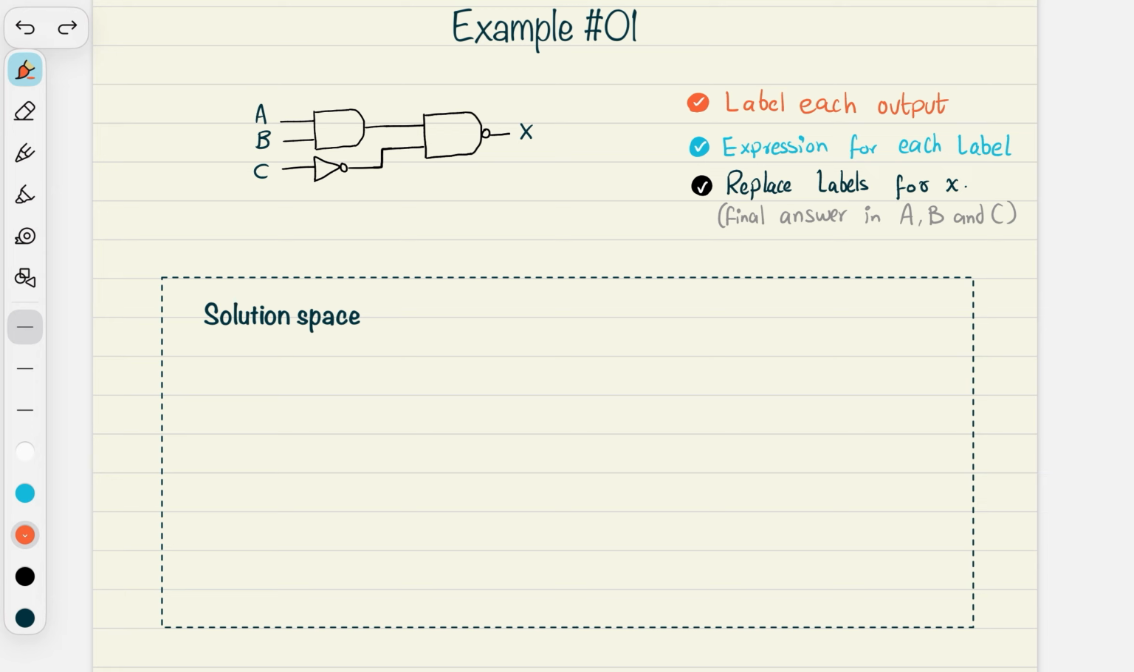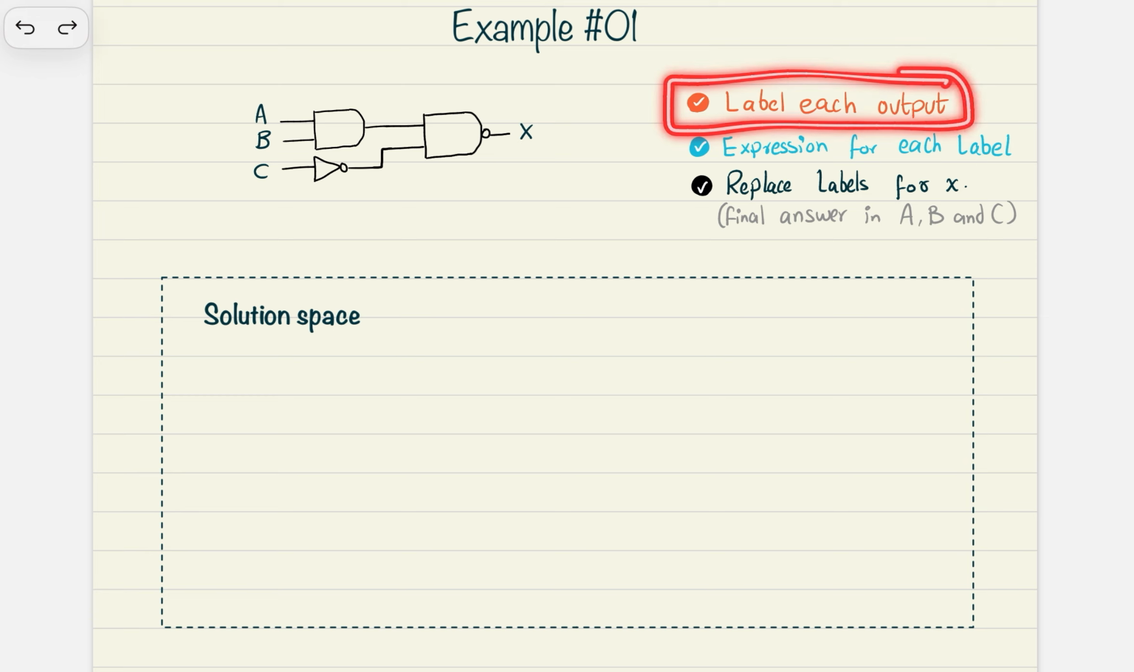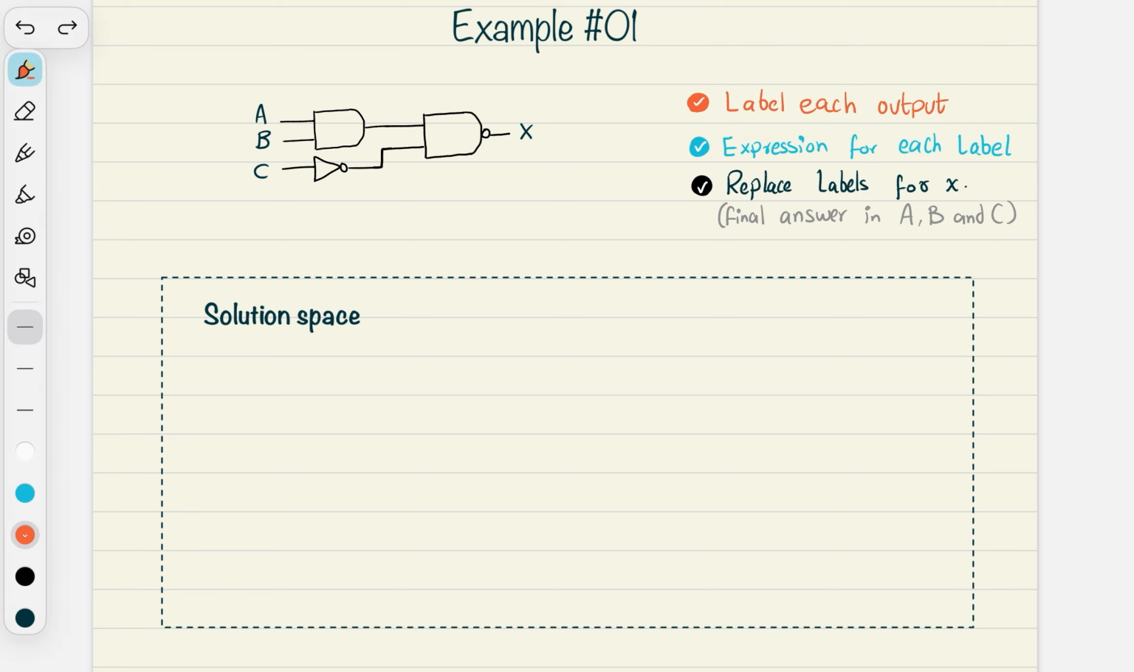When I say label each output, what I mean is, look at each gate, and on the right hand side of the gate, label that wire with a letter. Since A, B and C are already used over here, I will be using D for this side and E for this side. For the last gate, X is already written for us. That will always be the case, so you don't need to label that, or maybe just use X for that.